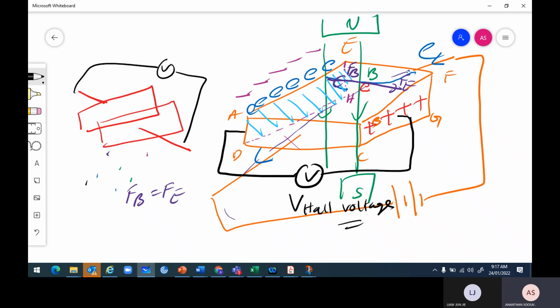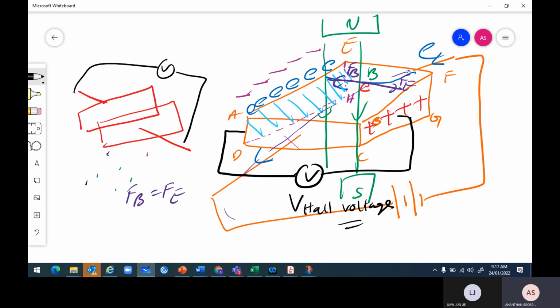But this voltage is found to be proportional to the magnetic field strength. The stronger the magnetic field, the more electrons are pushed to the side. Last time, only 1 million electrons were pushed to the side to create the field. Now the field is stronger, so not 1 million electrons will be pushed to the side. You need like 2 million electrons to be pushed to the side for the balancing to happen. So more electrons accumulate on one side, and the voltage gets stronger. So the Hall voltage is found to be proportional to magnetic field strength.